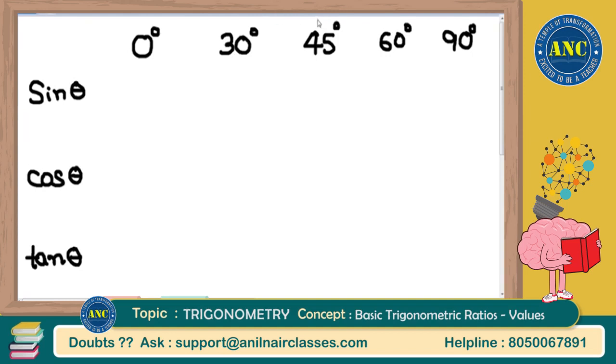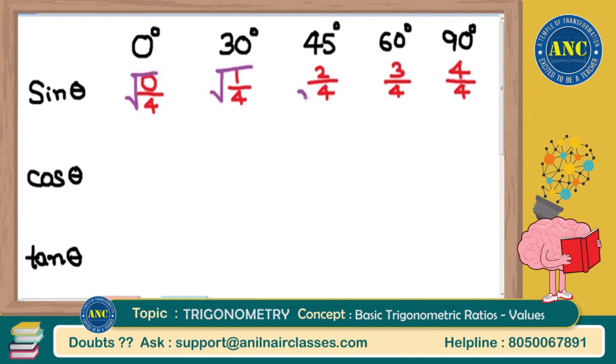Now, if I want to find sine, write down 0, 1, 2, 3, 4 in this particular order. After writing 0, 1, 2, 3, 4, divide each and every value by 4. After dividing everything by 4, find the square root of all these values. If I find the square root, I will end up getting all the values.